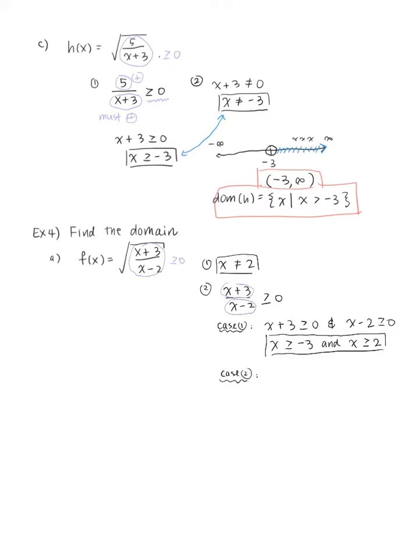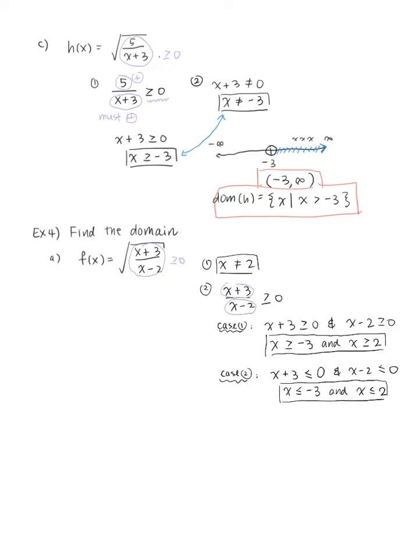Case 2 is that we better have negative over negative to make the quotient positive. So here we're going to have x plus 3 must be less than or equal to 0, and at the same time, x minus 2 must be less than or equal to 0. So solving for x, here we're going to have x is less than or equal to negative 3, and x is less than or equal to 2. All right, so let me box this.